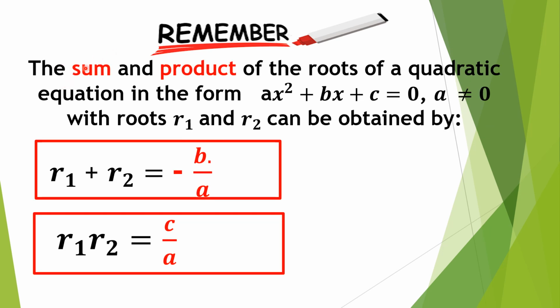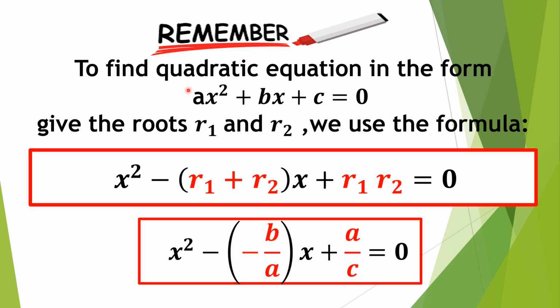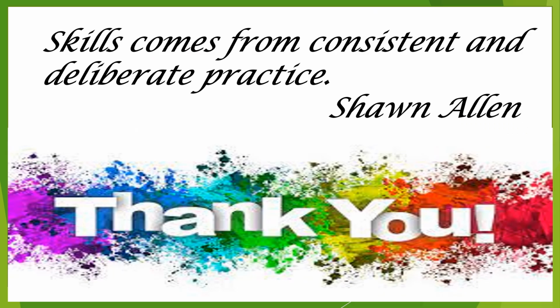And of course, the sum and product of the roots of a quadratic equation in the form ax squared plus bx plus c equals 0, where a is not 0, with roots r sub 1 and r sub 2 can be obtained by: r sub 1 plus r sub 2, the sum of the roots, is equal to negative b over a. And for the product of the roots, r sub 1 times r sub 2 equals c over a. And of course, to find the quadratic equation with the given roots r sub 1 and r sub 2, we use the formula x squared minus quantity the sum of the roots, x plus the product of the roots, r sub 1 times r sub 2 equals 0, or x squared minus quantity negative b over a, x plus c over a equals 0.